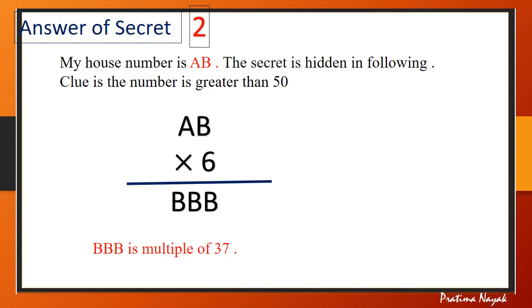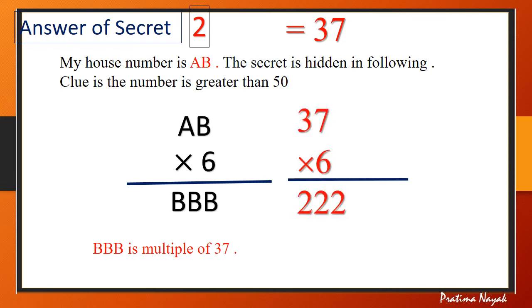Now BBB is a multiple of 37. If a digit is repeated the same way, like 111, 222, 333 and so on, it will be a multiple of 37. So what will I write? I'll try first with 37. I'll multiply 37 with 6.